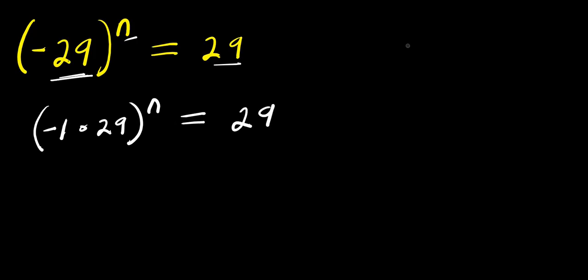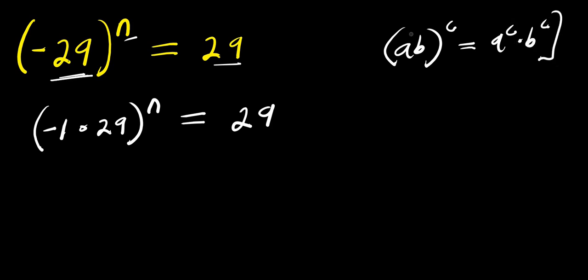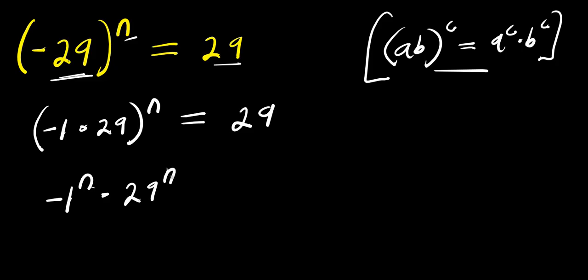Now, if you have (a times b) raised to the power of c, this equals a^c times b^c. Applying this identity here, I'll have (-1)^n times 29^n equals 29.